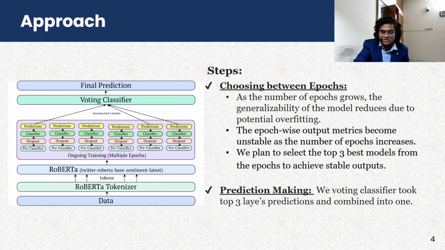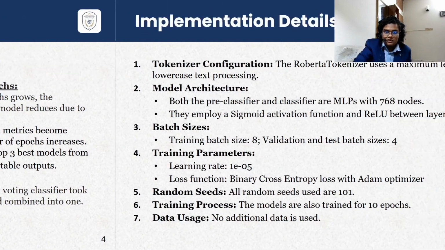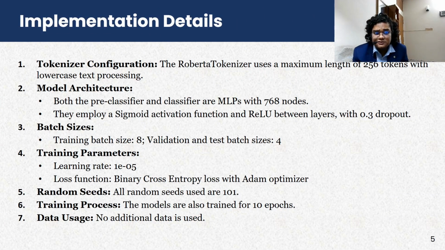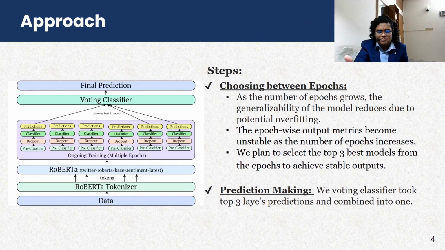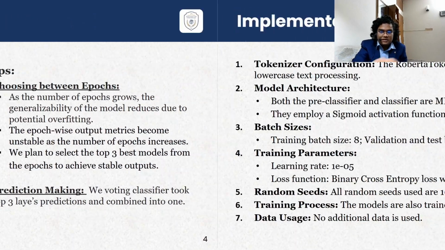So moving on, we look at the specific implementation details. For tokenization, we used a maximum length of 256 tokens along with lowercase text processing. As for the model architecture, as we can see over here, after being passed through the pre-trained model, we pass it through another dense layer which acts as a pre-classifier, then through a dropout layer, then another classifier, then another linear layer which performs the final classification.